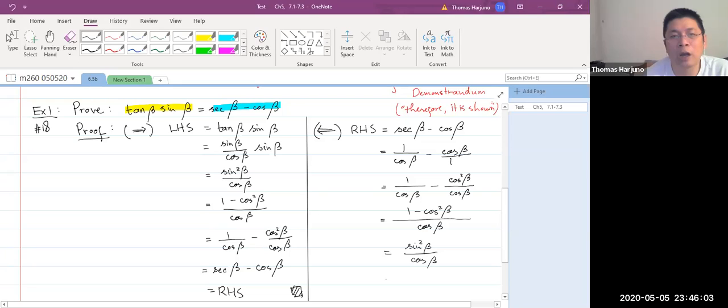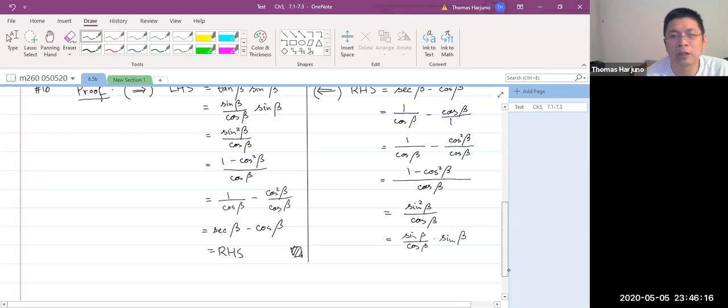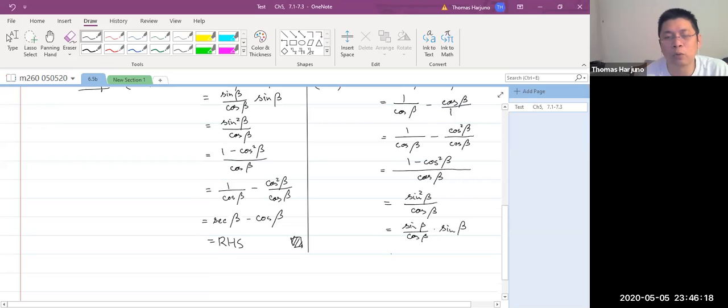Then from here, I rewrite it as sine beta over cosine beta times sine beta. Now, I understand that some of you may say, Thomas, do we really need to write that last step? If I were you, I would. Even though I have to admit that from here to here is actually quite obvious. You see what I mean?